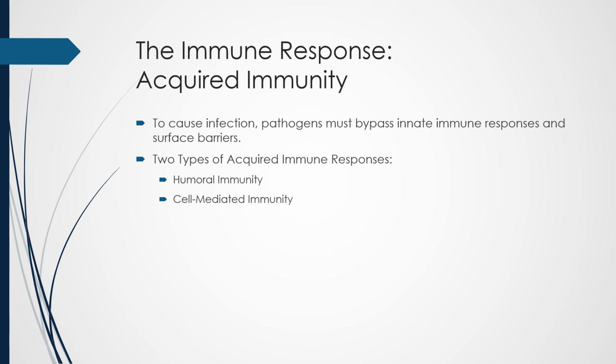To cause infection, pathogens must bypass innate immune responses and surface barriers. There are two types of acquired immune responses: humoral immunity, which involves the production of antibodies and B cells to target and neutralize pathogens, and cell-mediated immunity, which involves T cells that directly attack infected or abnormal cells such as tumor cells. Humoral and cell-mediated immunity work together to enhance the immune response. Failure in one can weaken the other, as both are interdependent.